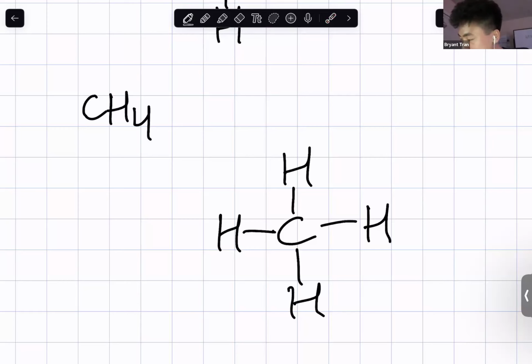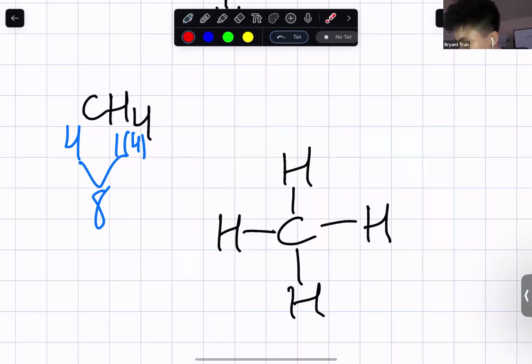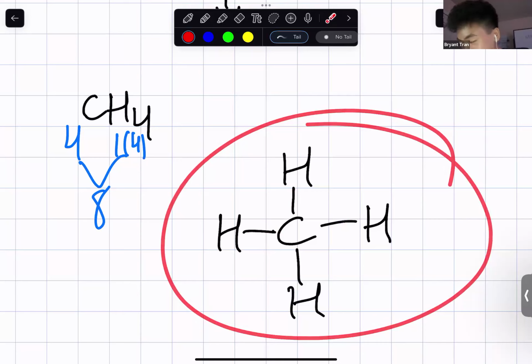Correct. Because carbon has 4 valence electrons, hydrogen has 1 valence electron, but there's 4 of them, so 4 times 1 is 4. Add them together, that's 8. We have 4 bonds, so 2, 4, 6, 8. That's it. That's good. And just a challenge.